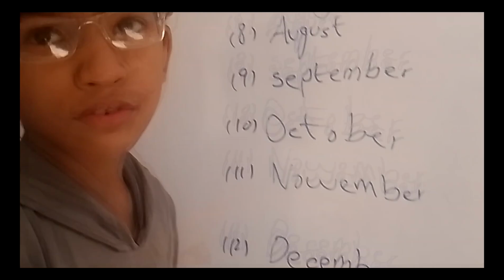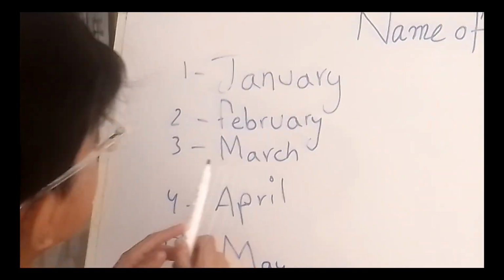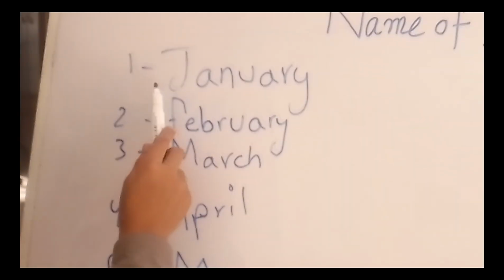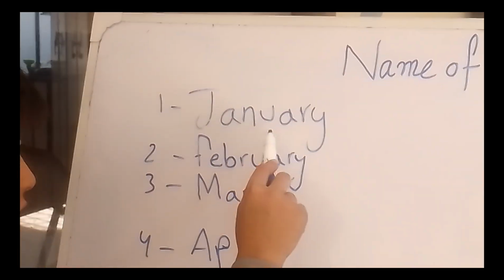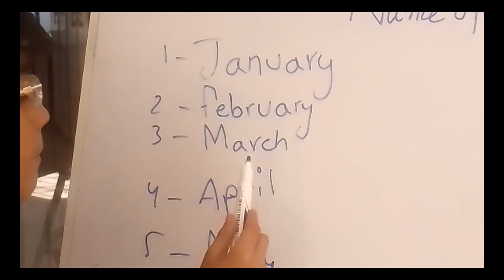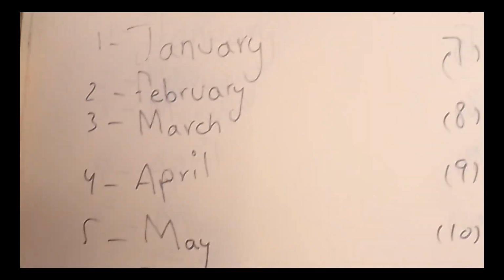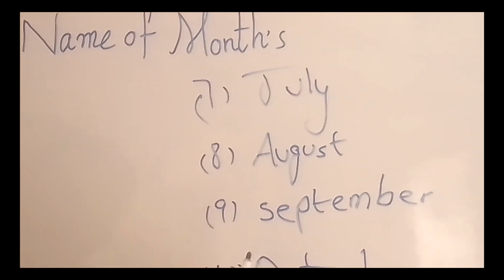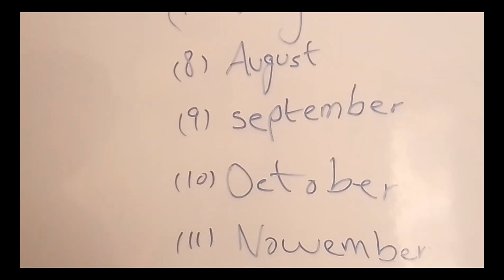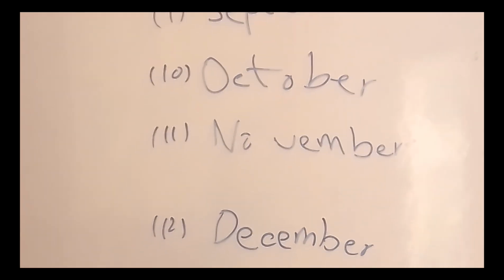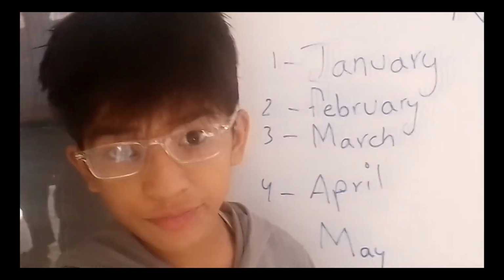So let's revise one more time. Dear kids, how many months are there in a year? 12. Correct. Our first month name is January. February, March, April, May, June, July, August, September, October, November, December. There are 12 months in the year.